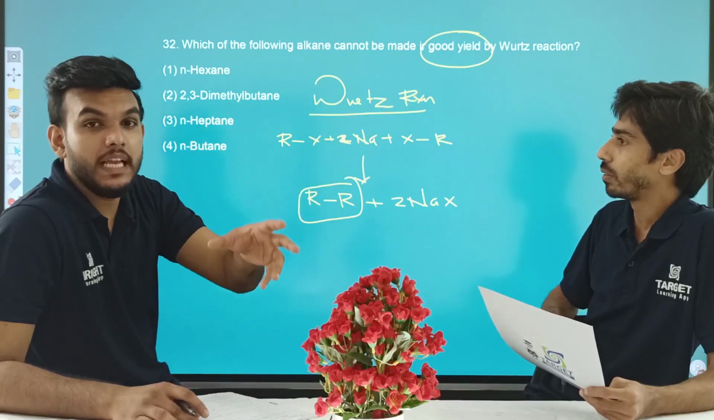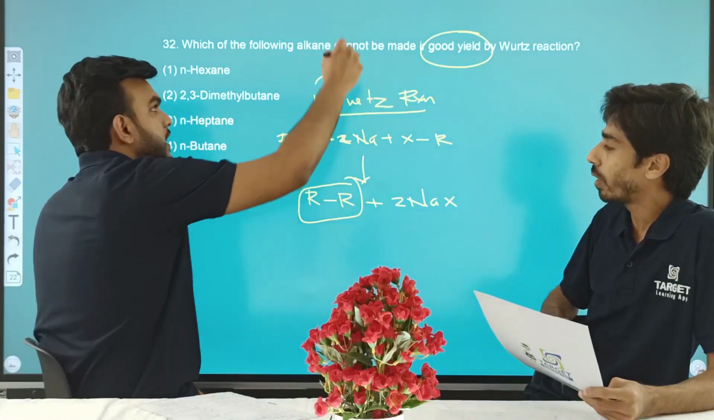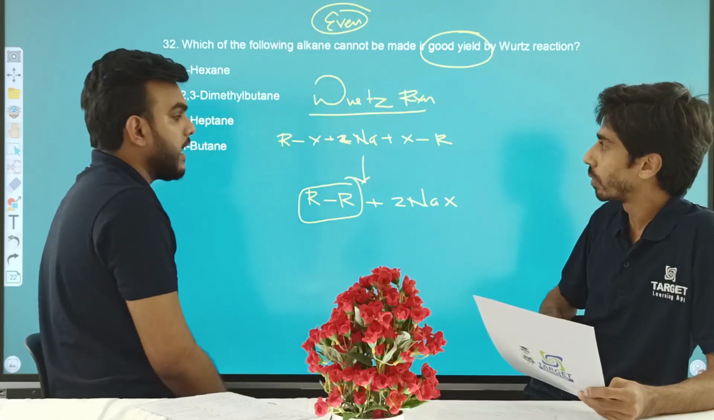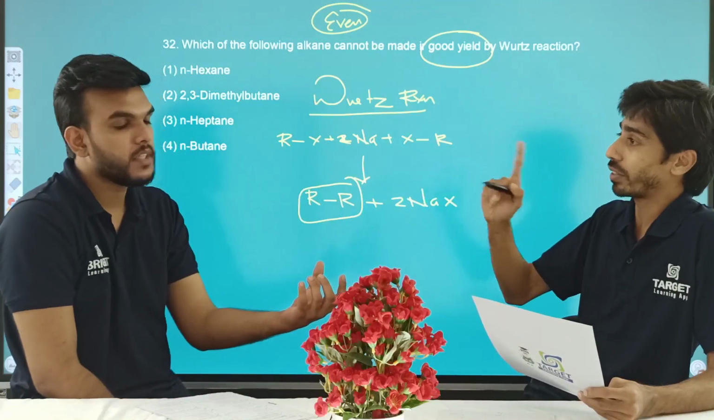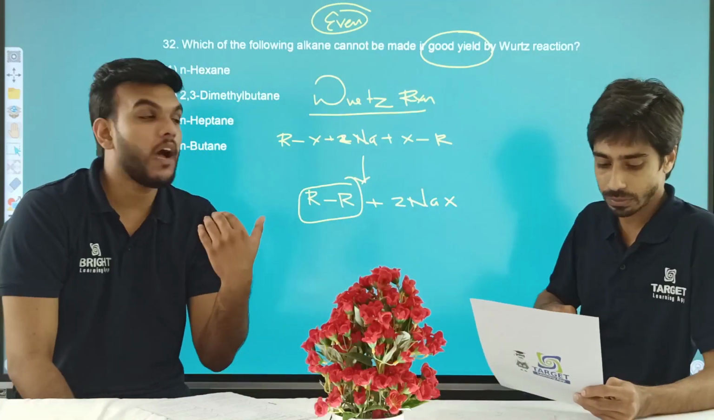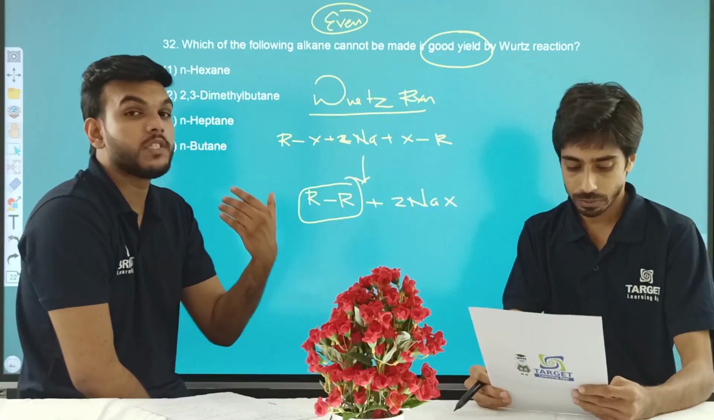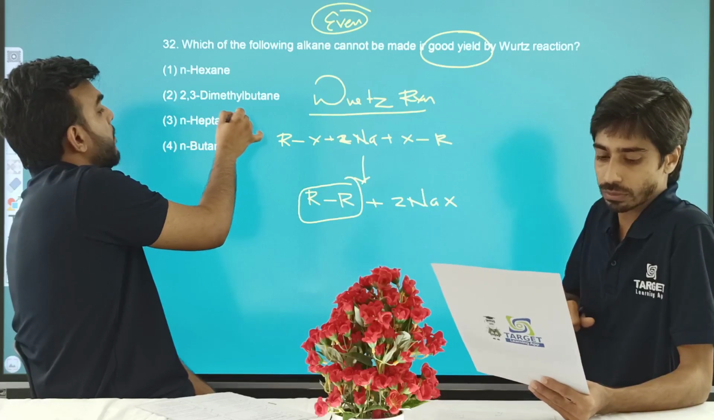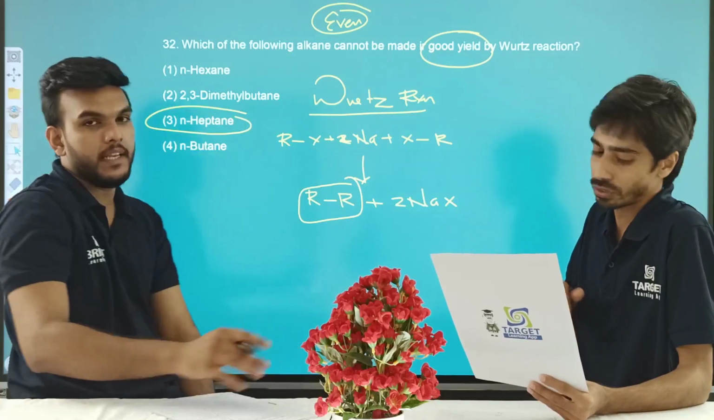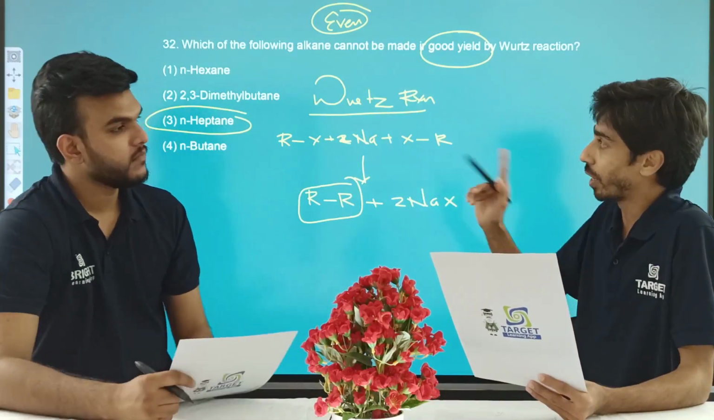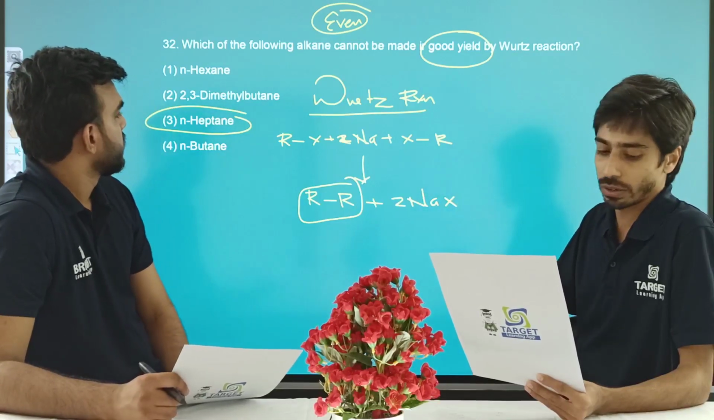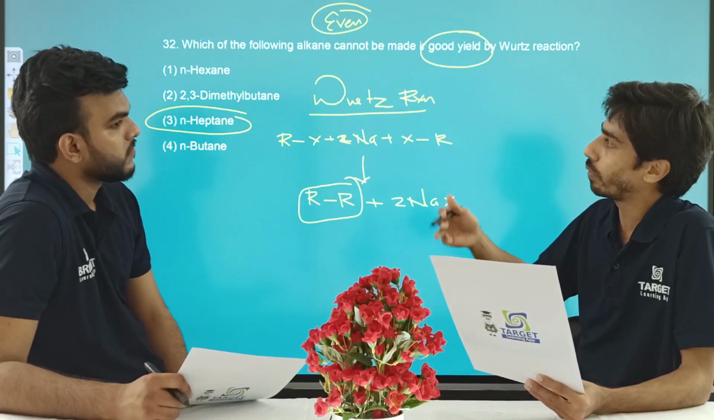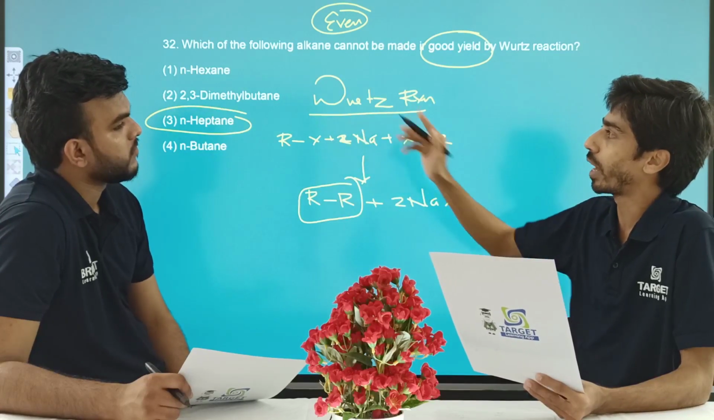To get a good yield, you have to get an even number. The even number is the concept here. With an even number, you will be getting a good yield, because in the Wurtz reaction there will be a single product. In the case of a Wurtz reaction, it has the most probability to give a good yield. So here the answer which cannot be made in good yield is n-heptane. n-hexane comes as a single product, and 2,3-dimethyl butane we can also get as a single product.